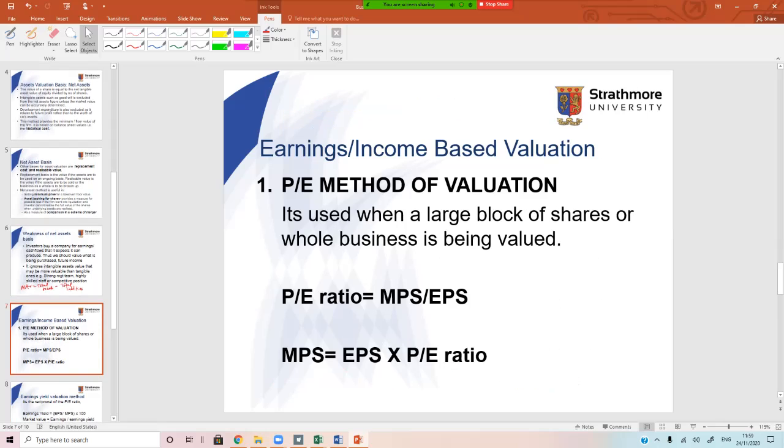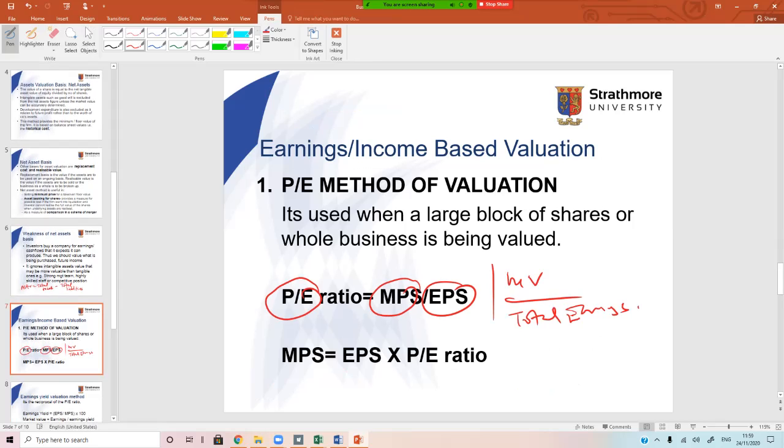Then you have, of course, the earnings yield method or the income-based valuation method. The first one is the use of the P/E ratio, which I think I've done in the past. So if you consider P/E, P/E is equal to MPS divided by earnings per share, or simply the company market value divided by the total earnings, to give therefore the company P/E ratio.